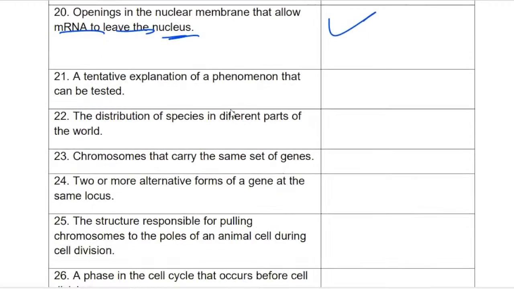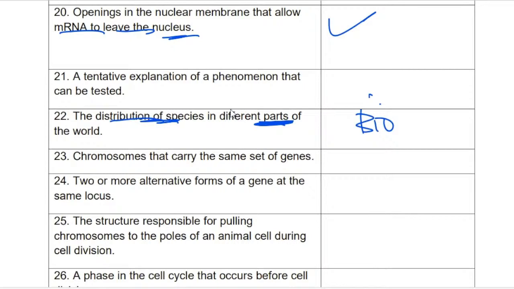They're saying a tentative explanation of a phenomenon that can be tested. You see now, it's tentative. So it becomes a hypothesis. Distribution of species in different parts of the world. Different parts of the world is geography. But distribution of species, so it must be linked to bio. So it becomes biogeography.